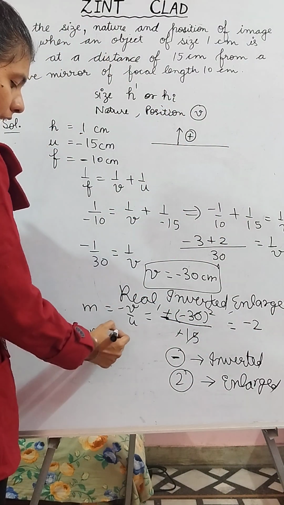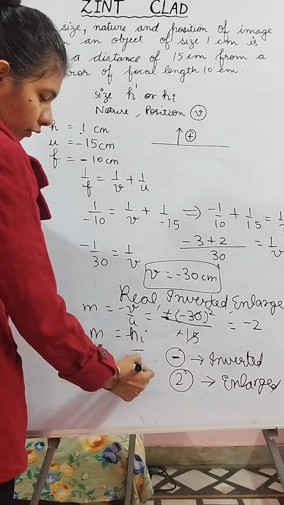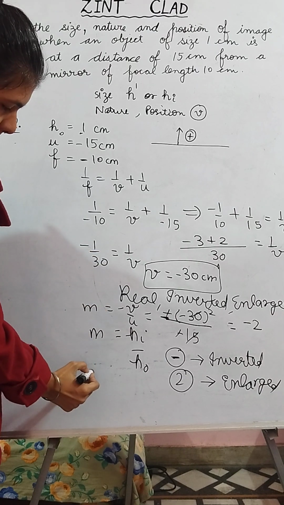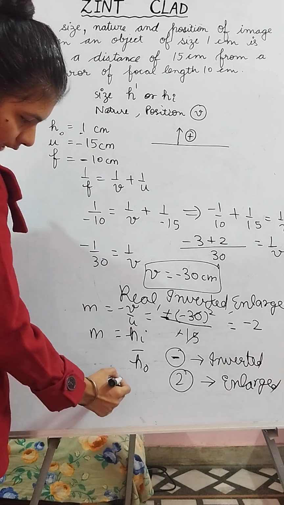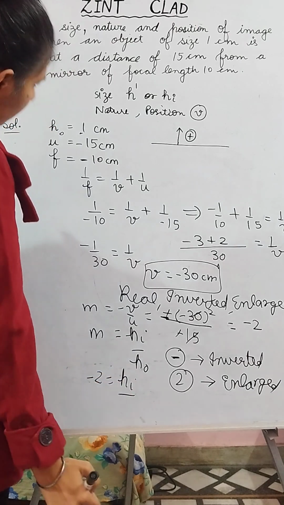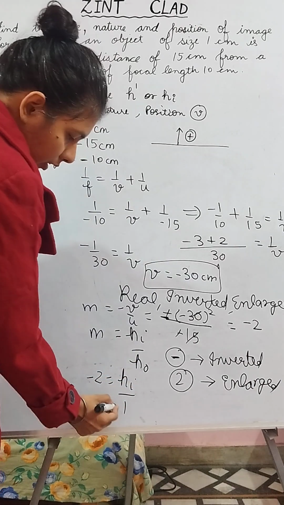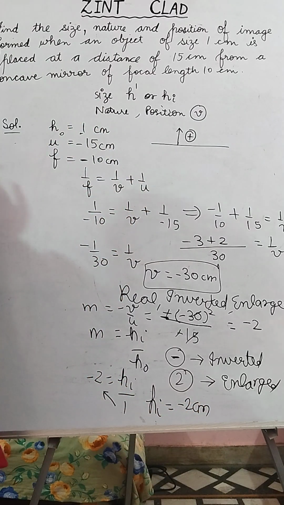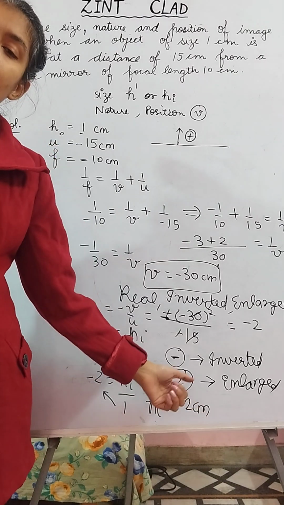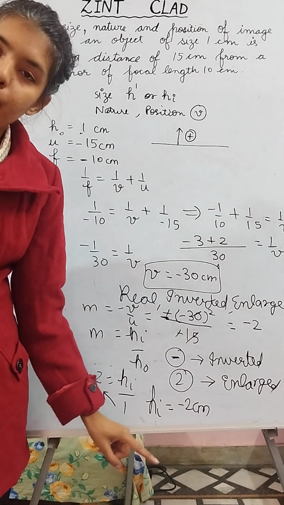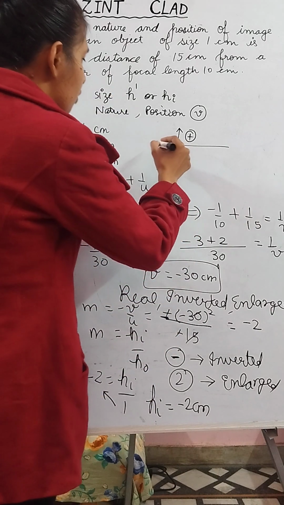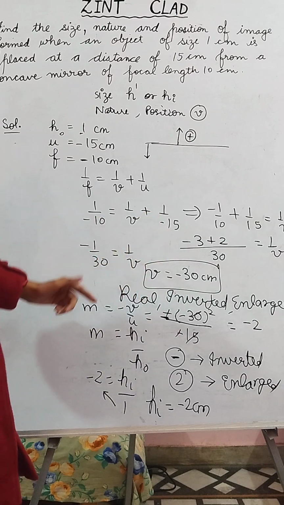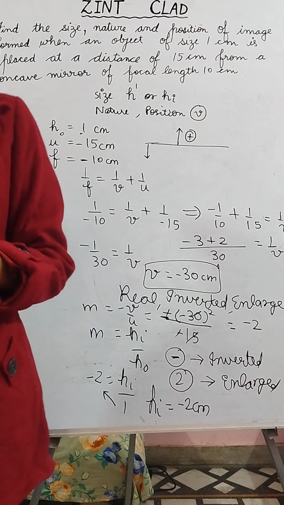Next is we need to find height of image. We are having another formula for magnification, which is height of image upon height of object. Here you can write HO also. So magnification is minus 2. Height of image we need to find. Height of object is given 1 centimeter. On cross multiplication we will get again the height of image is minus 2 centimeter. That means height of image is minus 2. Minus is again having the meaning, means it is inverted. Height will come negative only if the image would be inverted or it would be below the principal axis. And 2 means it's greater than 1, that means image is enlarged.